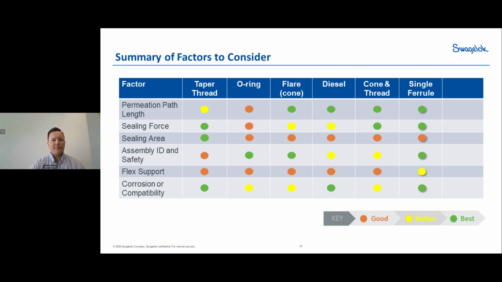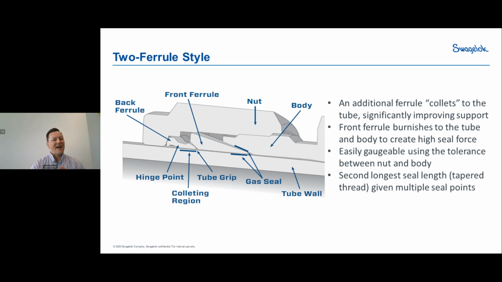So finally, before I hand it back off to Matt to go through the Swagelok technology, I do want to talk about the final iteration of these connections, which is a 2-ferrule style fitting. I'll hit the highlights here. You'll hear much more about it from Matt, but the 2-ferrule style adds an additional ferrule, which really improves the support of that connection and consequently its ability to resist vibration.